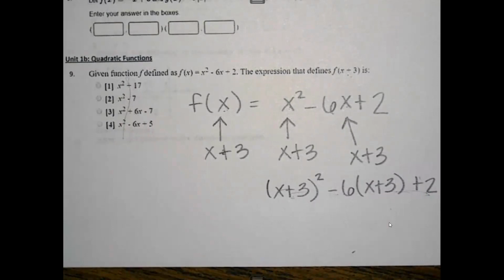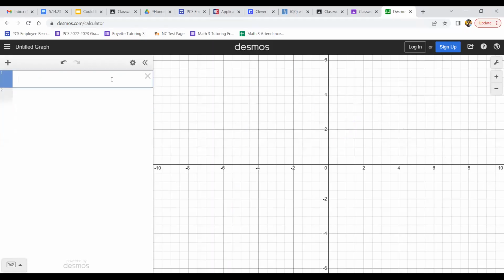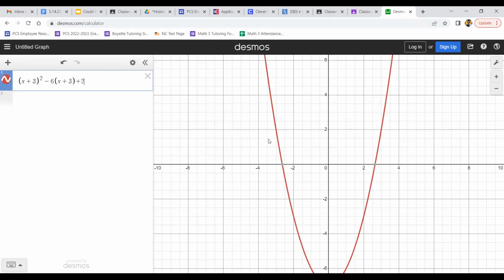Okay, so I'm going to go ahead and type in (x + 3)² - 6(x + 3) + 2. Okay, so this is the graph that we're going to match. And then we're going to start typing in the answer choices.